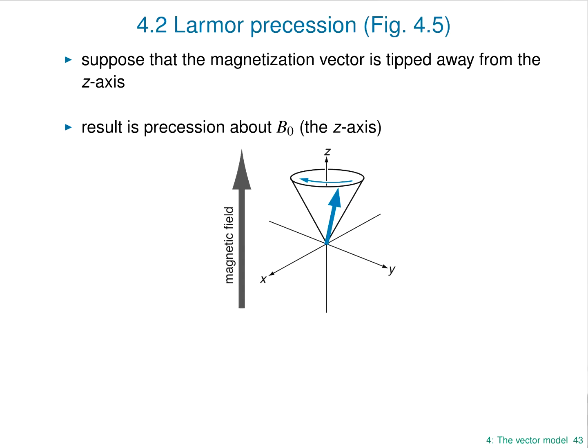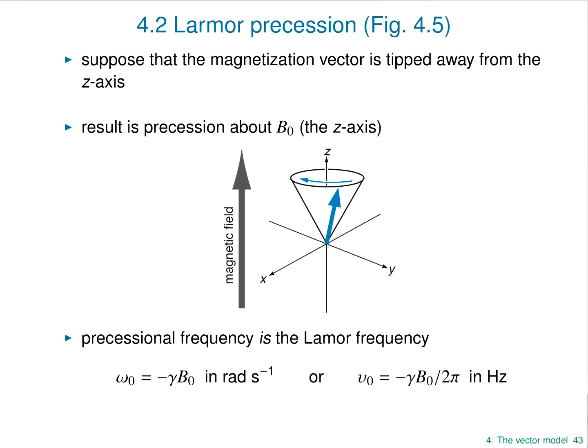about the z direction. And what that means is that the magnetization vector maintains a constant angle to the z-axis, and it goes round and round on a cone. That's called a precessional motion. And lo and behold, the precessional frequency is exactly the Larmor frequency that we defined when we were talking about energy levels. That's not a coincidence, by the way.